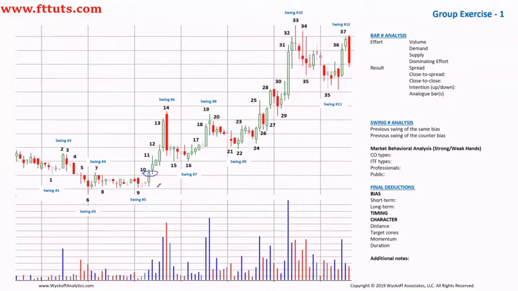Or probably maybe buy 12? On 11.5, on the backup. Yeah, I would agree with that right there, too. Yes, on the backup.